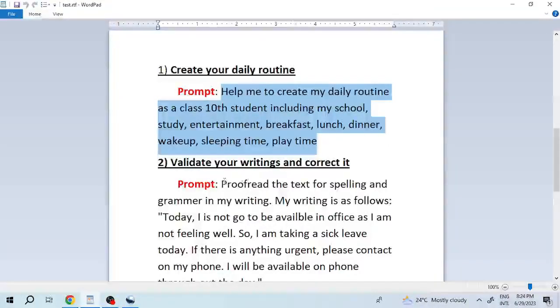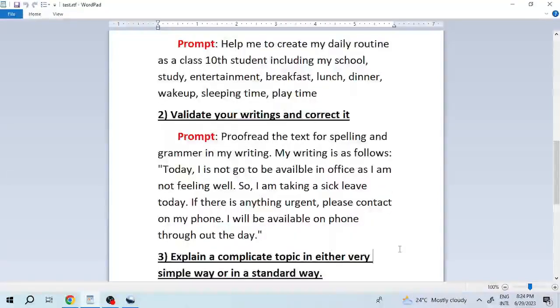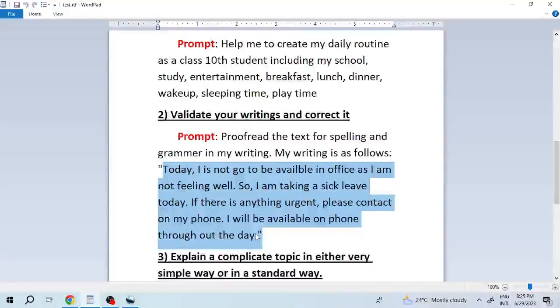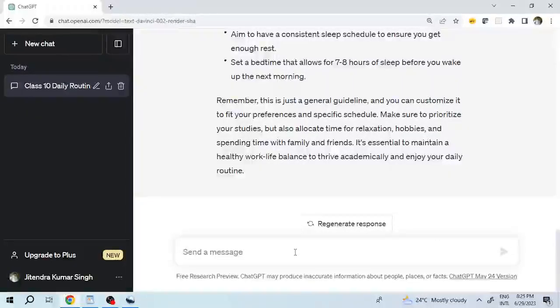Now the second is to validate our writings and correct it. Suppose we have written one paragraph and we want to see if there is any spelling mistake or grammatical error, and if we want to correct it, then we can pass that writing, that paragraph, that application into the ChatGPT prompt, and then it can correct it. So for that I have created this prompt, and in this prompt I am passing this paragraph to see whether it is having any error or not, and if there is any error, how to correct it. So yeah, I'm running this prompt here.